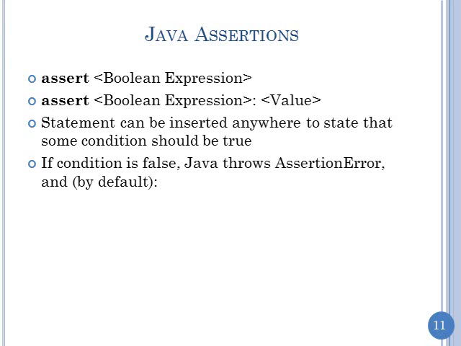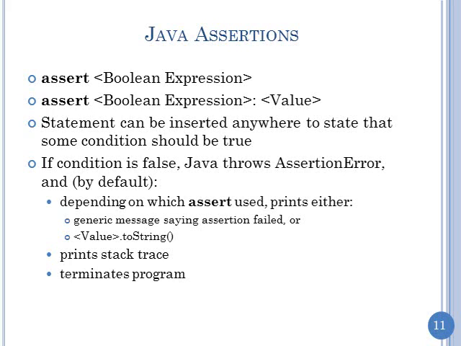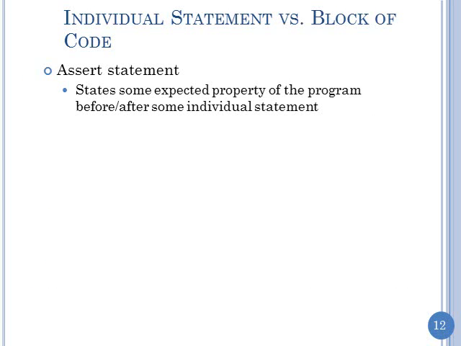So if the condition is false, Java throws an assertion error, and depending on which assert is used, prints either the generic message or the value's toString. And by default, the program is terminated. So no value needs to be returned by the method in which the assertion fails. That's important. So like I said, that's all we need to know about the assert statement.